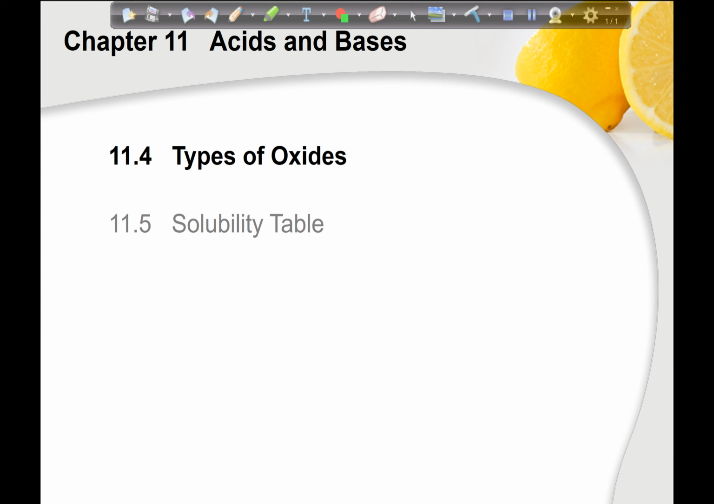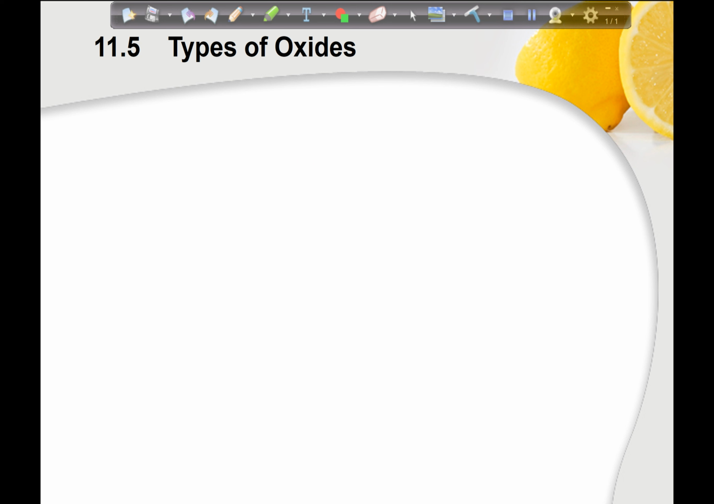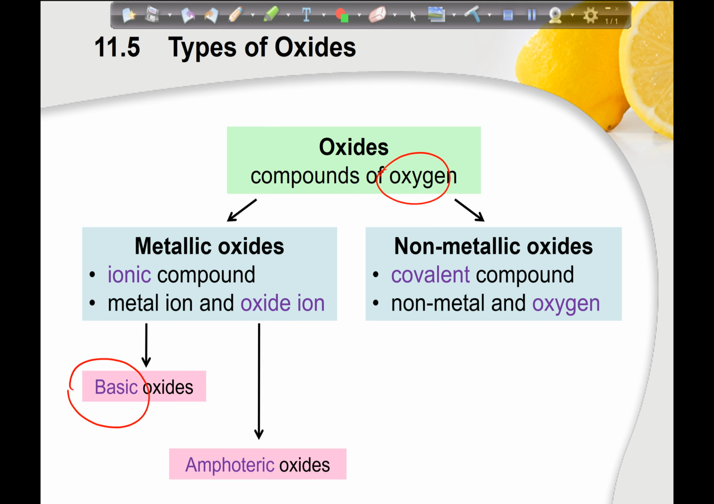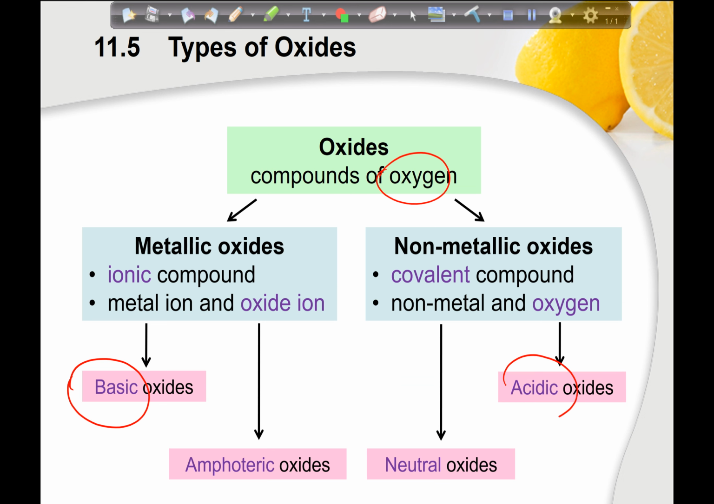Today we're going to focus on what exactly is an oxide, and after that we'll touch a little bit on the solubility table, and then if time permits we'll proceed to salt preparation. So basically there are different types of oxide. Oxides are compounds that consist of oxygen. They can be divided into metallic oxide as well as non-metallic oxide, and in general there are 4 different types of oxide. First, we'll learn about basic oxide, then acidic oxide, followed by amphoteric, and then the neutral oxide.